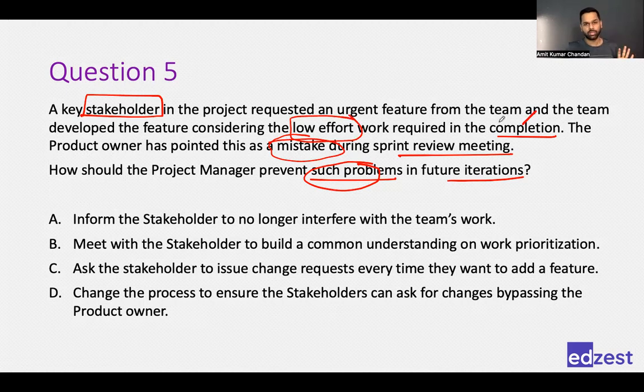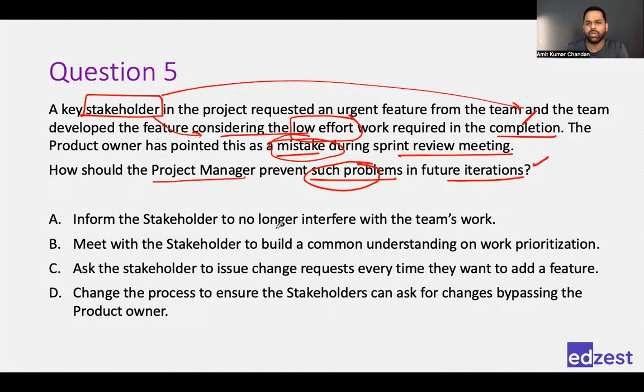That was wrong. The stakeholder should not go directly to the team, and the team should not accept any work directly from the stakeholders. There's a product owner in between. It should always come through that channel. So the product owner pointed this out as a mistake, and the project manager needs to ensure that it does not happen in future. So how will they do that?